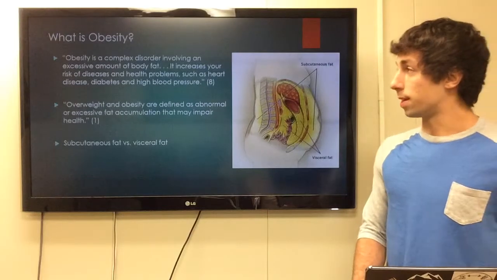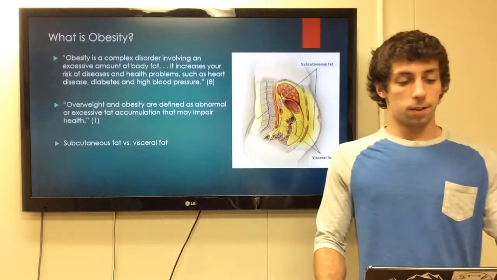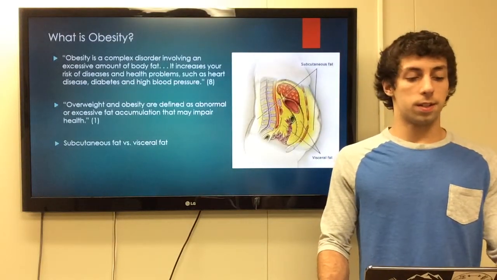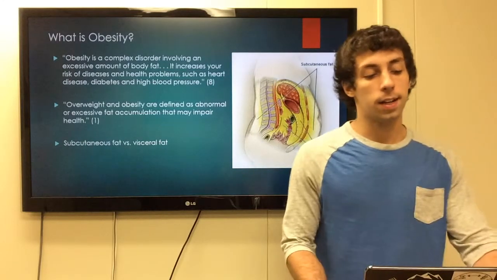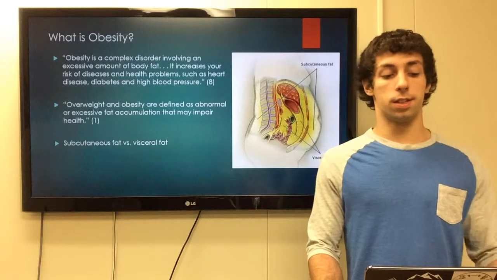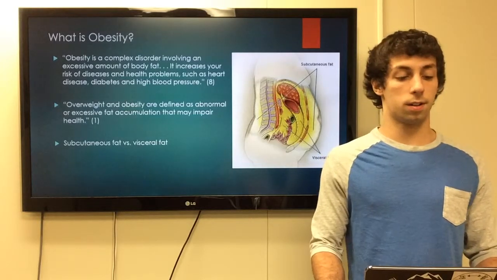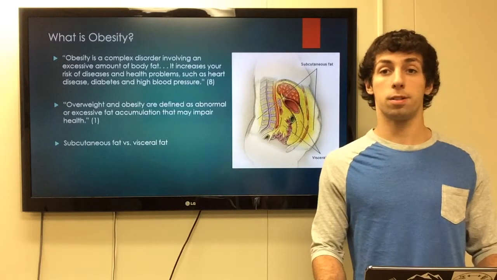So first, what is obesity? And the first definition is from the Mayo Clinic. It says, obesity is a complex disorder involving an excessive amount of body fat. It increases your risk of diseases and health problems such as heart disease, diabetes, and high blood pressure.